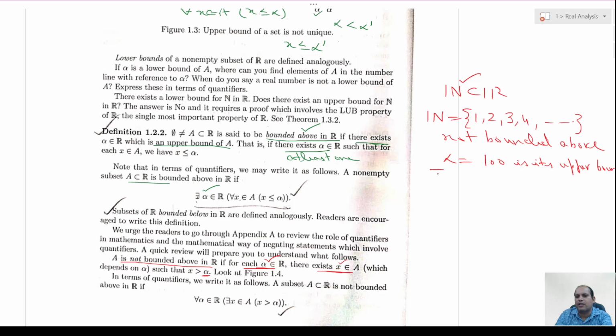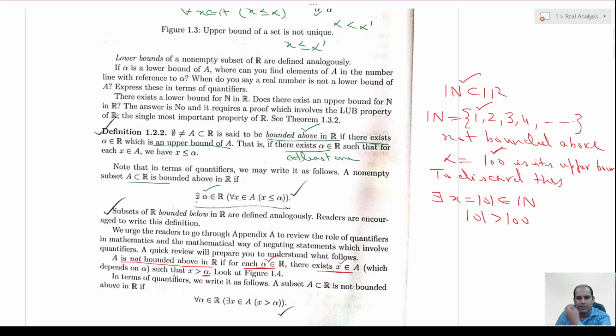So to discard this, I need to show that I can produce at least one member from this set which exceeds this 100. So there exists x equal to, say, 101 belonging to the set of natural numbers such that 101 exceeds 100. In this way, 100 is not its upper bound.